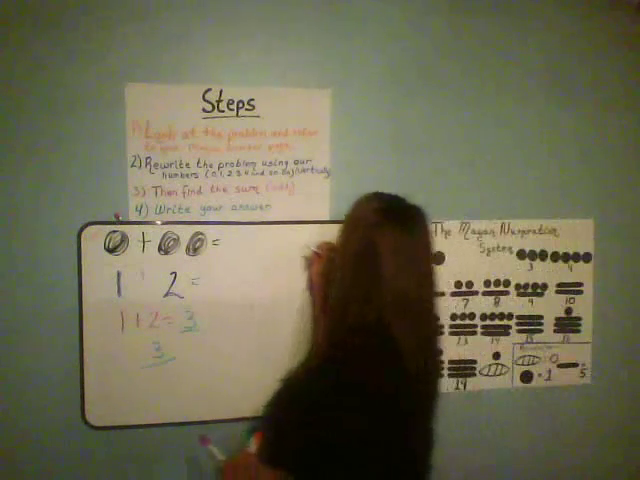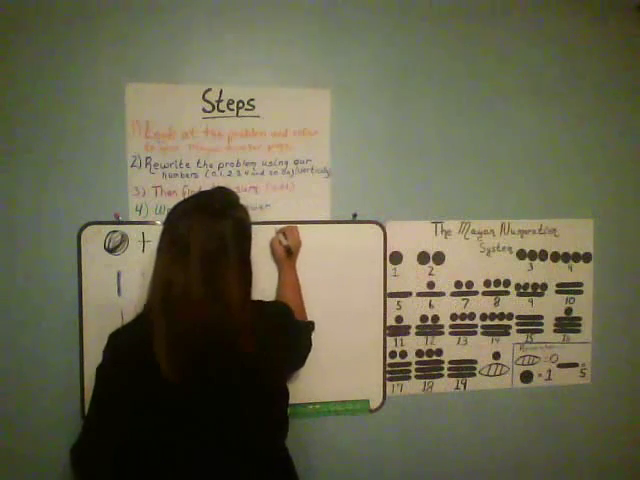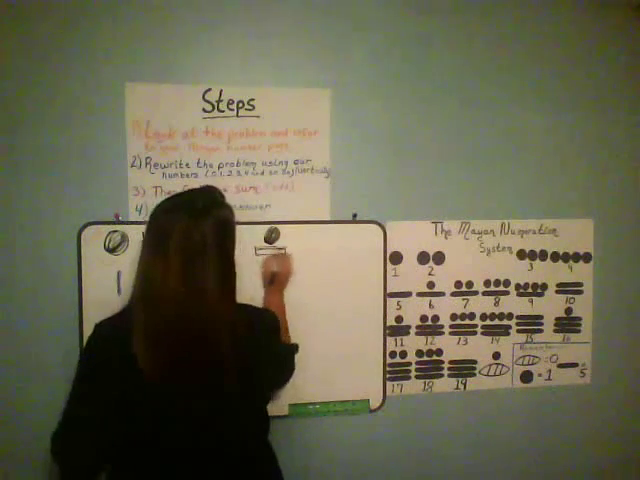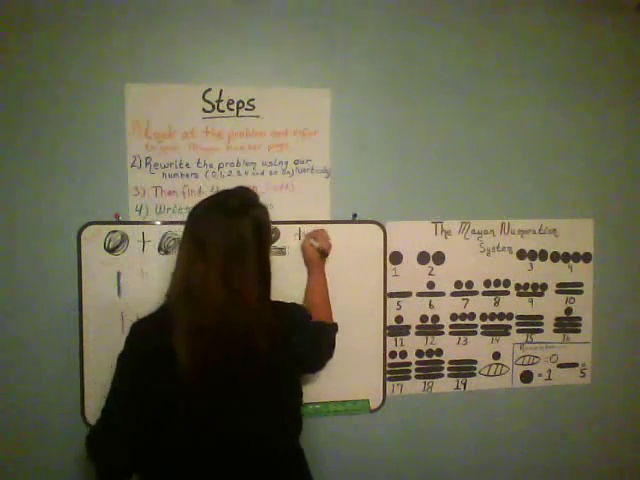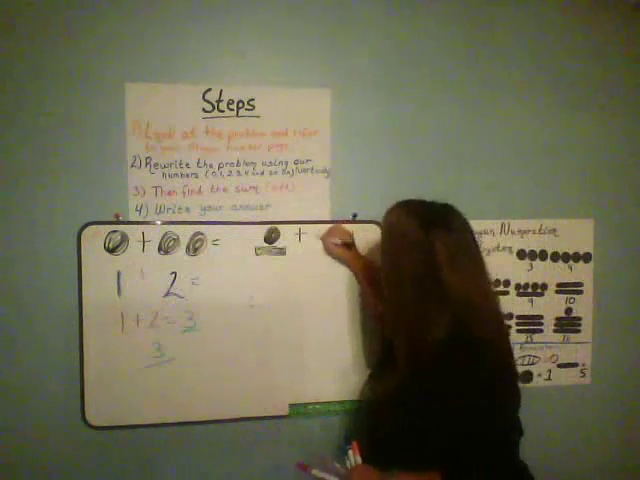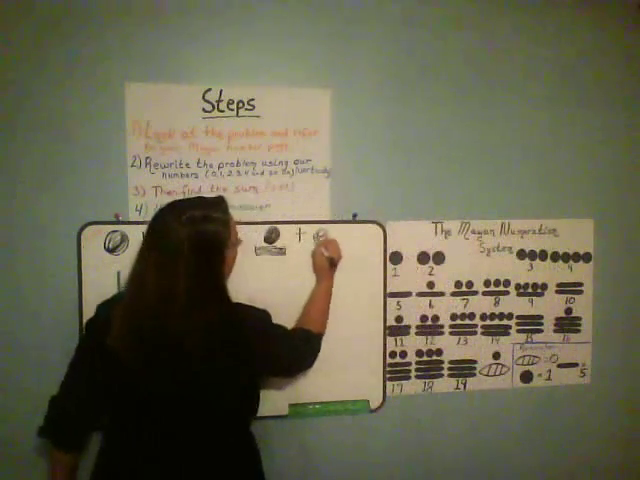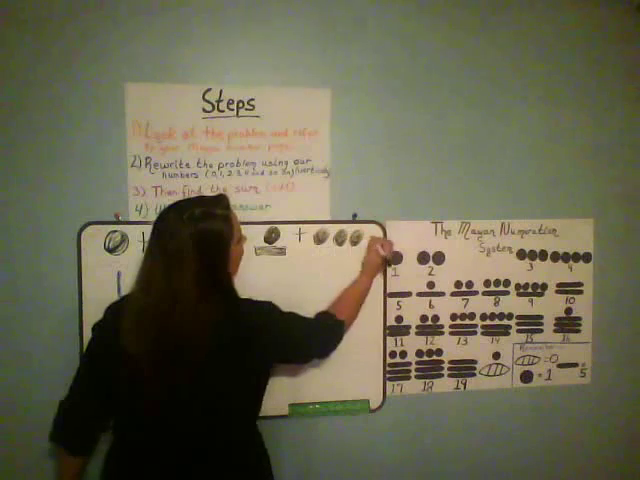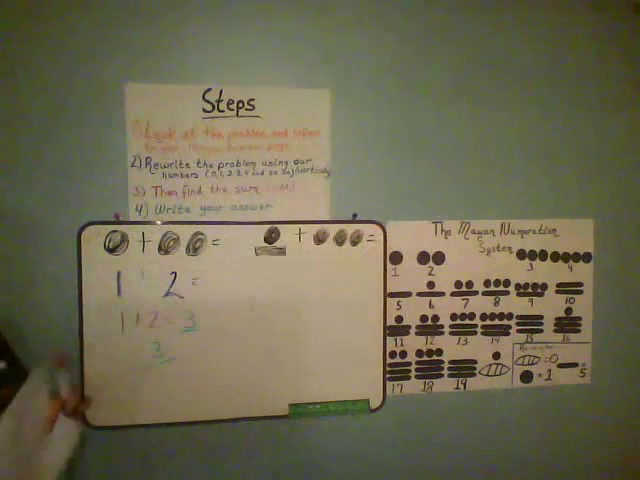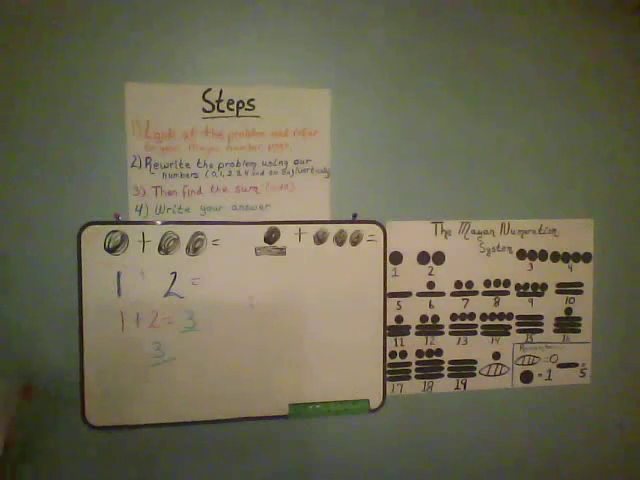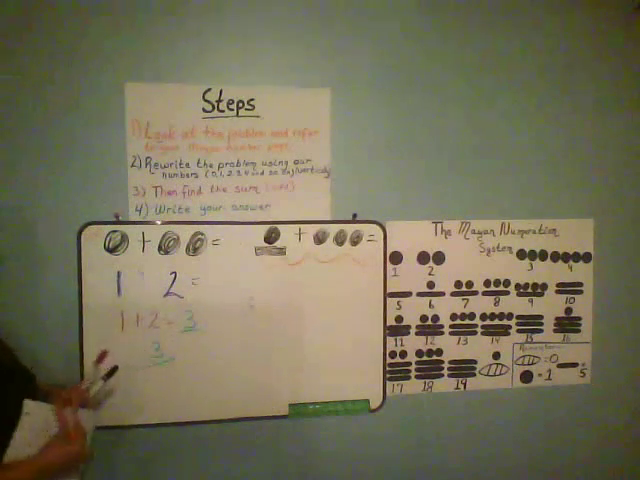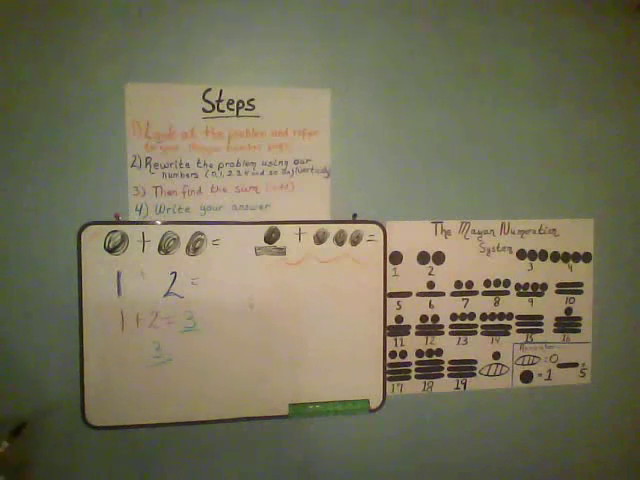Let's try another one. We have one rock with one stick, plus three rocks. So our first step is going to be look at the problem. We gotta look. The second step is rewrite the problem using our numbers.